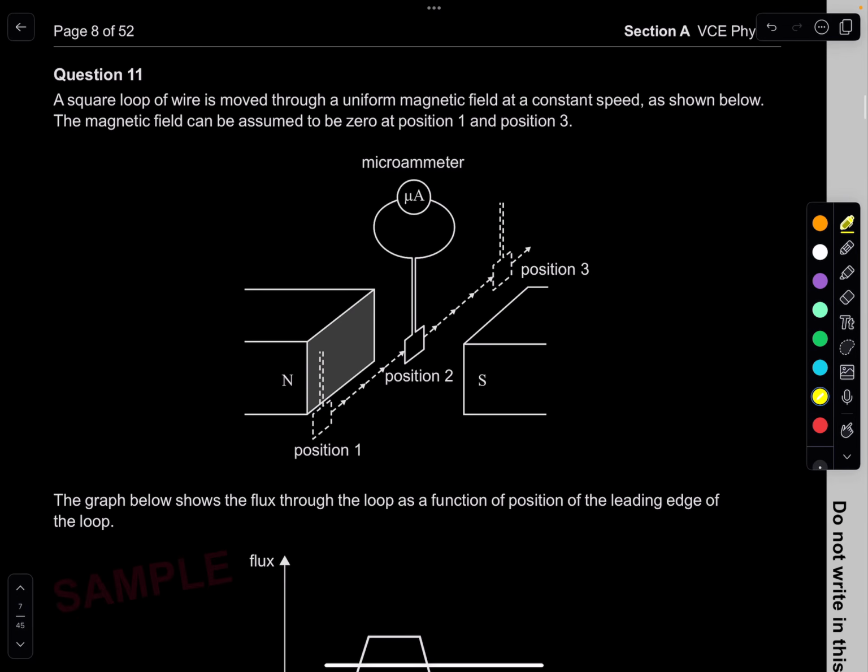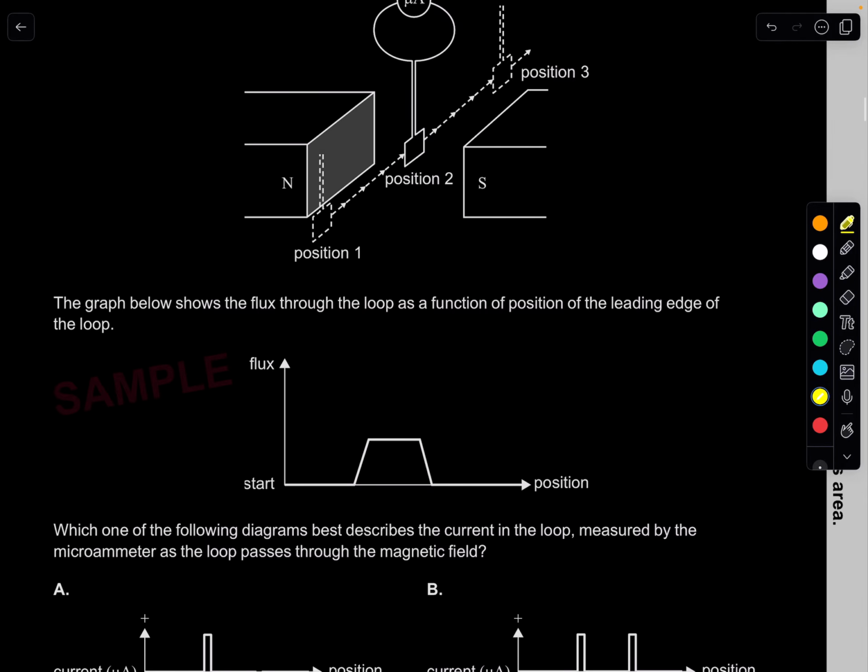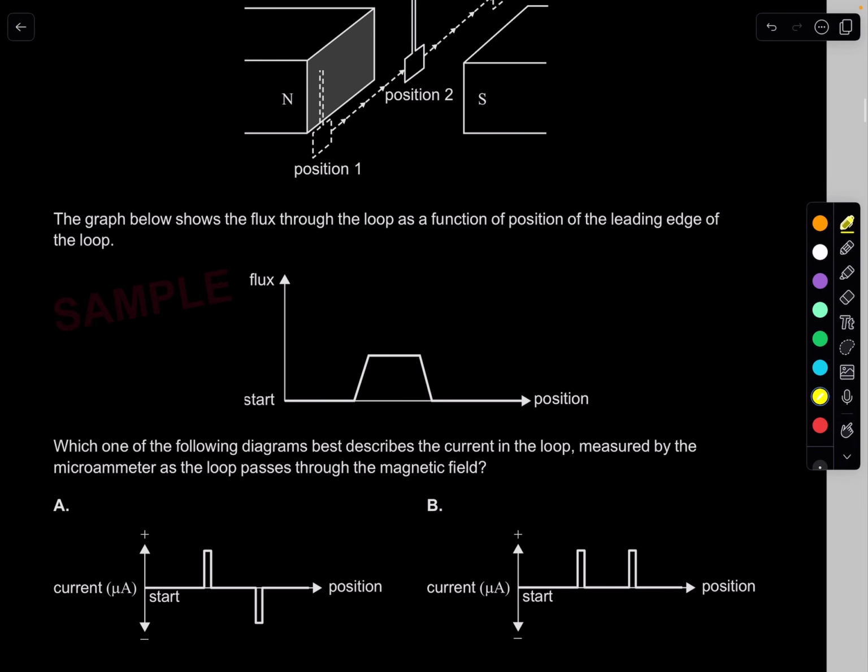Beautiful. Question 11. A square loop of wire is moved through a uniform magnetic field at a constant speed, as shown below. The magnetic field can be assumed to be at 0, position 1, and position 3. The graph below shows the flux through a loop as a function of position of the leading edge of the loop. Which of the following diagrams best describes the current in the loop measured by the micrometer as the loop passes through the magnetic field? Okay, let's think about it.